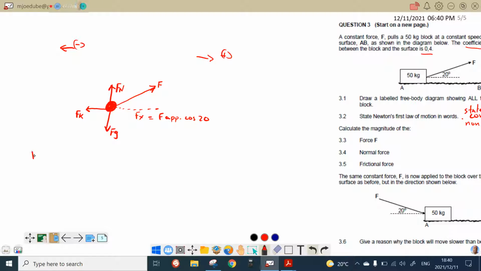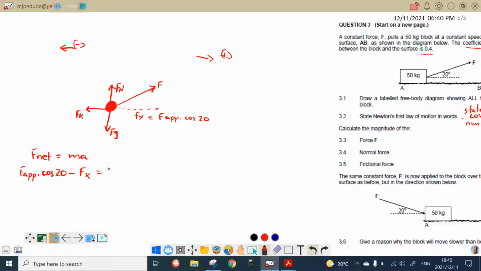I know that I can say my F net for the system is going to be equal to ma. So stating that, which is a given, you will get a mark for it. And how do I calculate my F net? My F net is obviously going to be Fx minus Fk is equal to ma. So my F net is going to be F applied cos 20 minus Fk is equal to the mass.